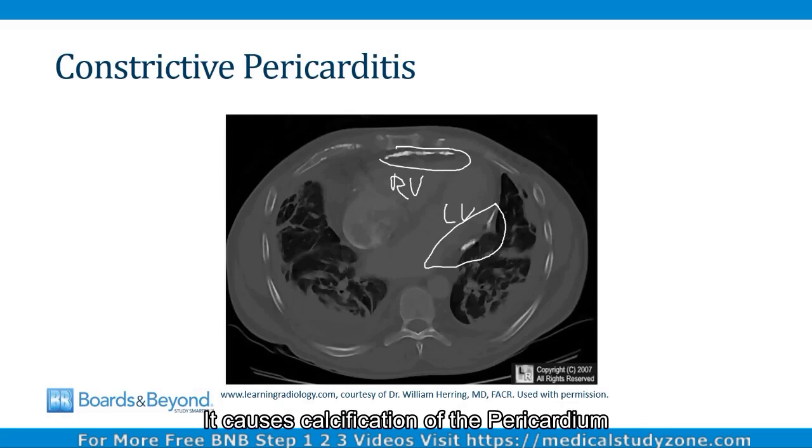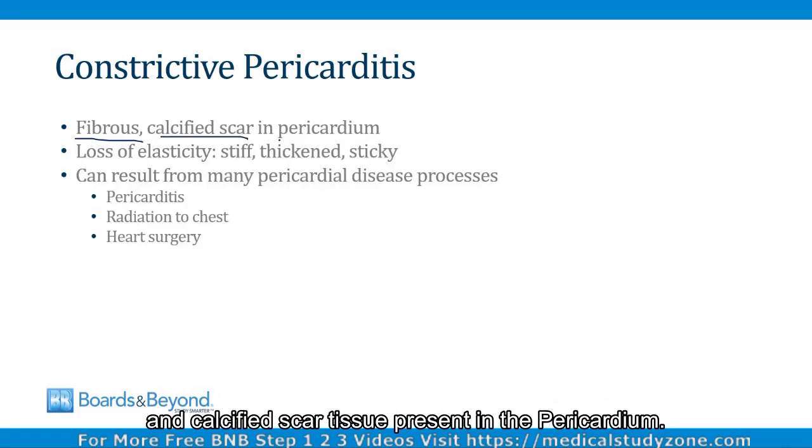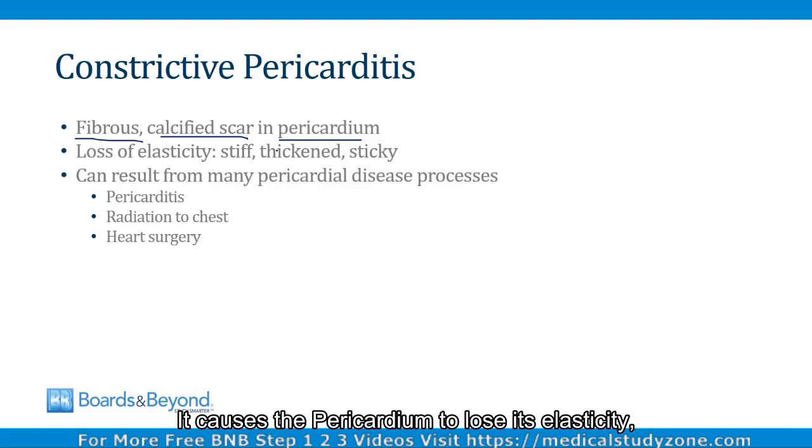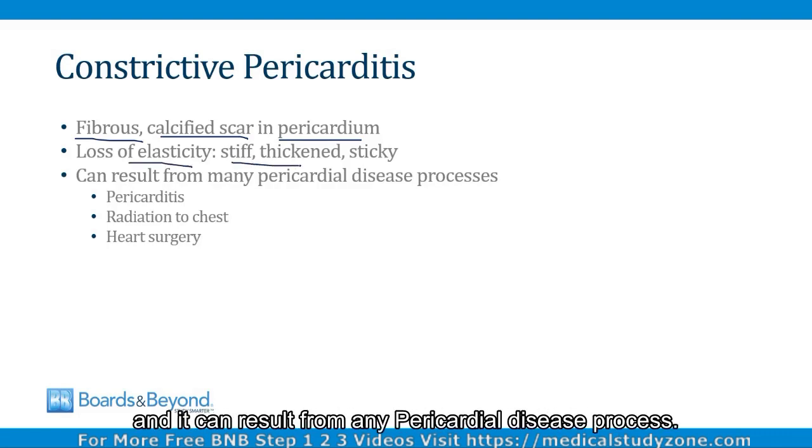The cause is calcification of the pericardium due to long-standing inflammation. So constrictive pericarditis occurs when there is fibrous tissue and calcified scar tissue present in the pericardium. It causes the pericardium to lose its elasticity. It becomes stiff and thickened and sticky. And it can result from any pericardial disease process.